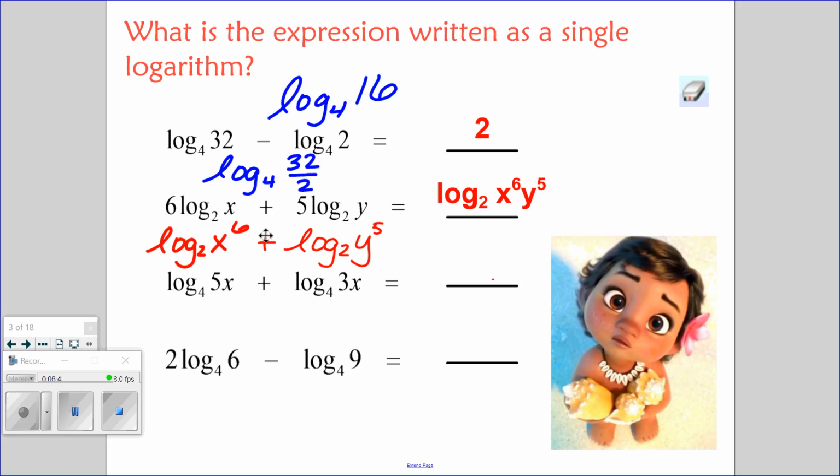Okay, next one. Log base 4 of 5x plus log base 4 of 3x. So are there any exponents I need to throw back over? No, because there's no number out in front, so I don't have to worry about that.